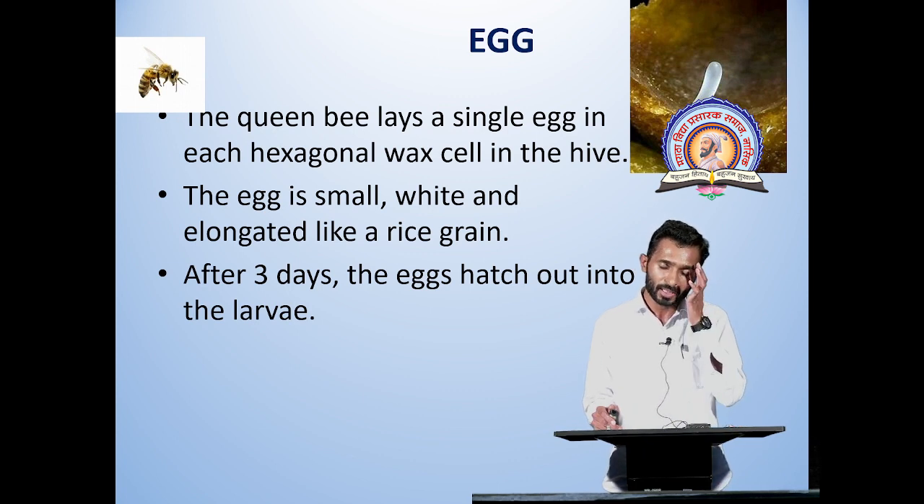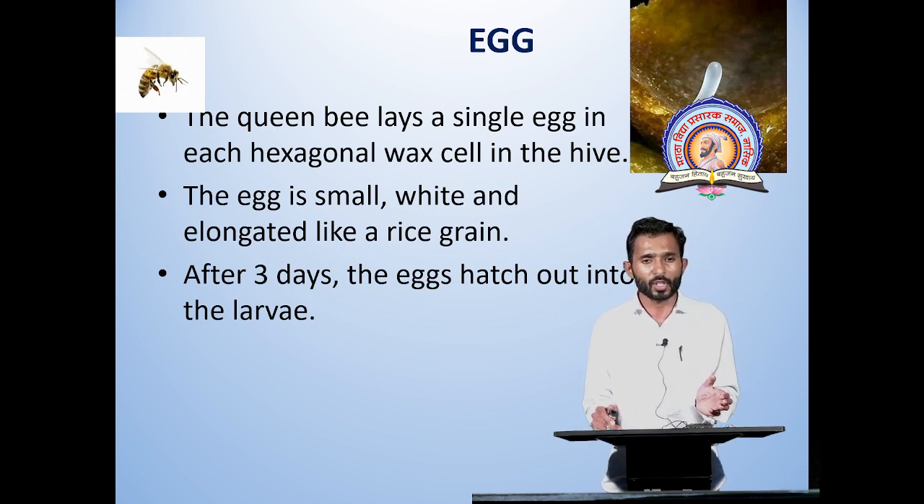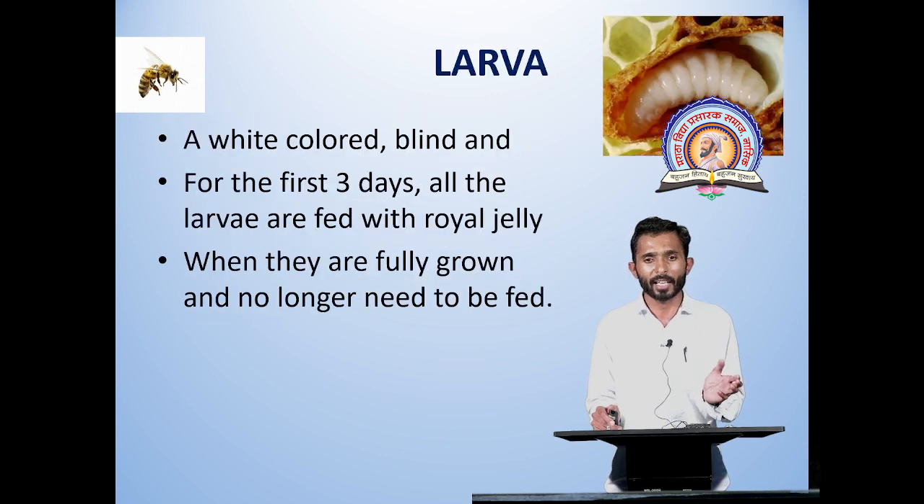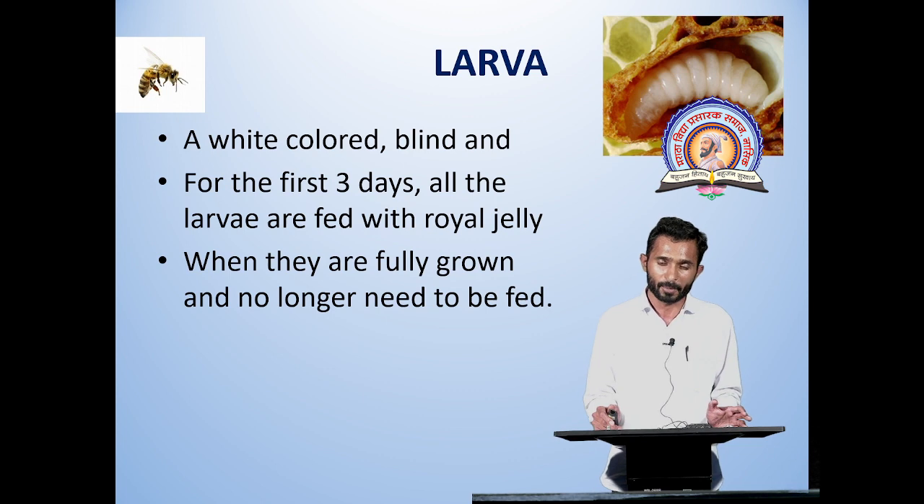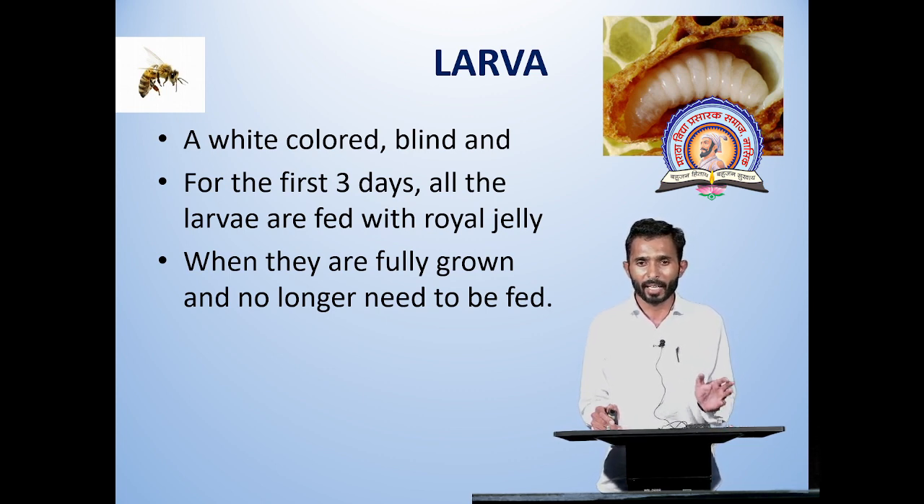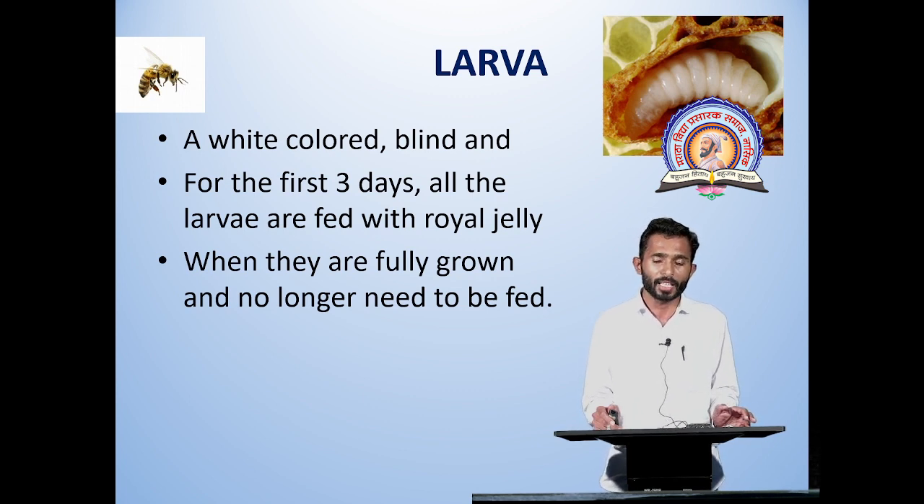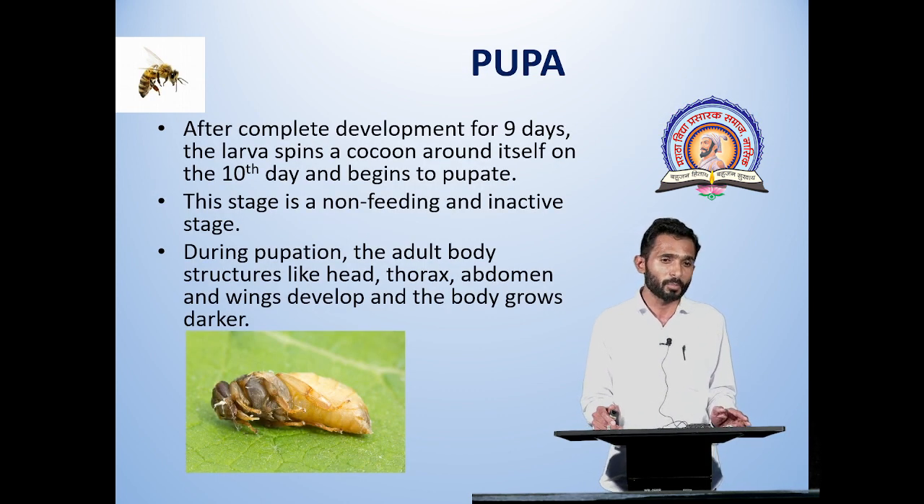After the incubation period of 3 days, it hatches out of the cells and gives the next stage, which is the larva. The larva is also white in color, blind and apodous, but it is segmented. For the first 3 days they are fed royal jelly with the help of worker bees, and after completion of full growth, no food is required, and they go to the next life cycle stage, the pupa.